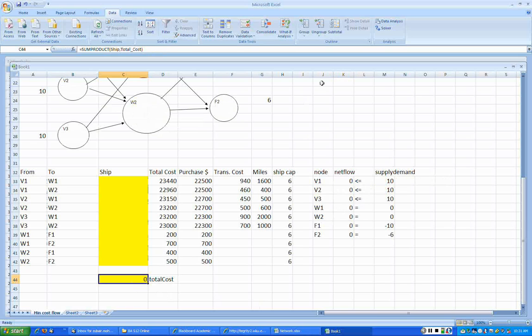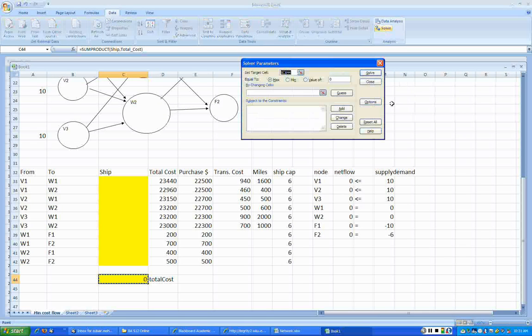Now highlight that, go to the solver, data solver. Now solve. What we want to do is minimize the total cost, subject to changing cells. My changing cells are my shipping, how much I want to ship. You can highlight the range or you can just type the ship.